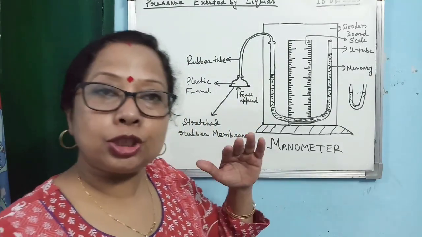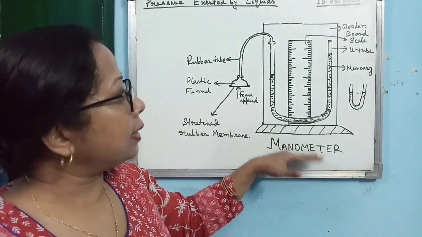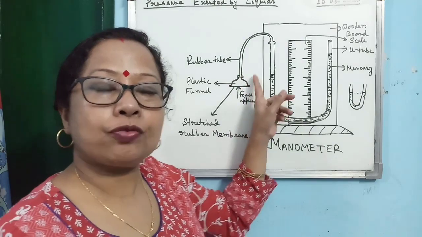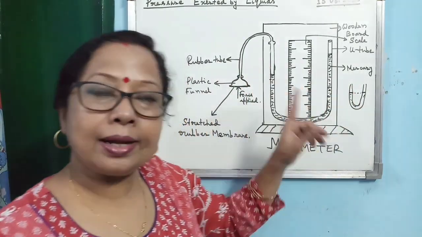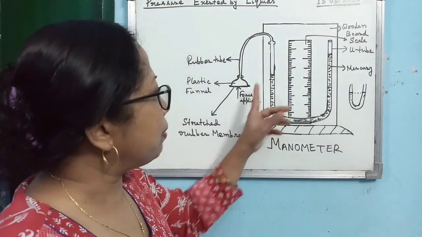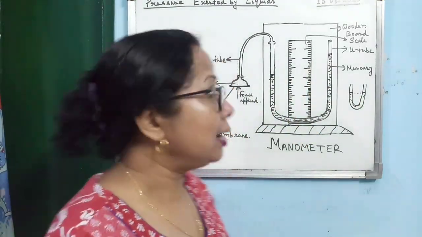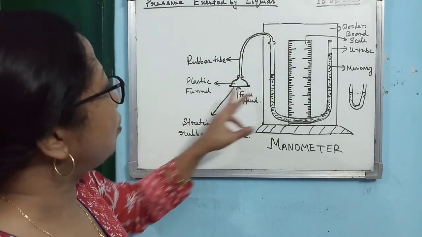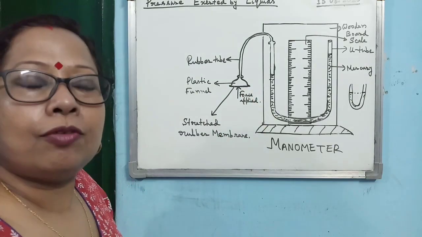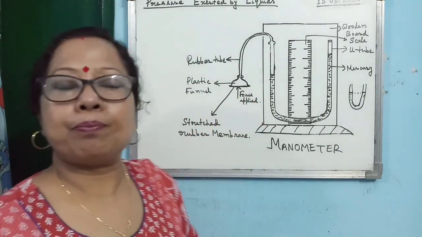Alright, but the actual manometer, this is the structure. The main part is a U-tube which is filled up with mercury. When no pressure is exerted on the U-tube, the mercury level on both arms should be at the same level. Then a plastic funnel is connected with a rubber tube, and the open end of the funnel is closed by a stretched rubber membrane.